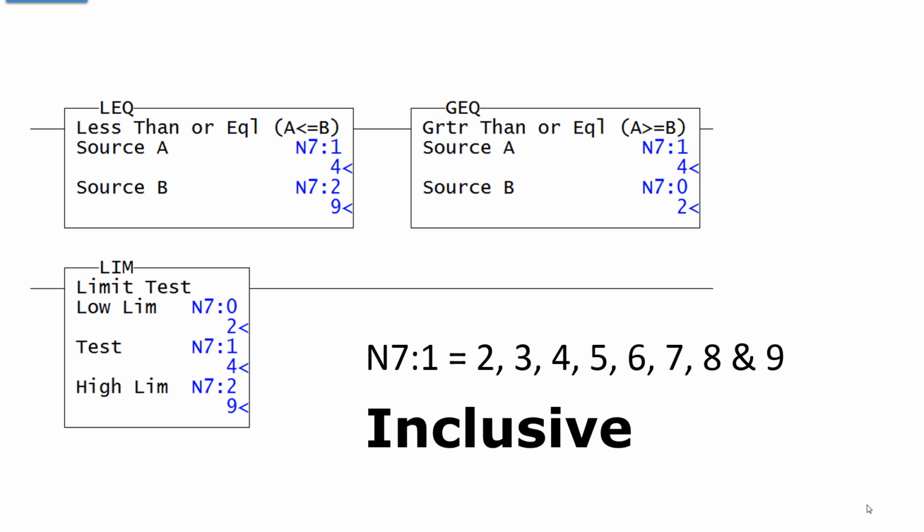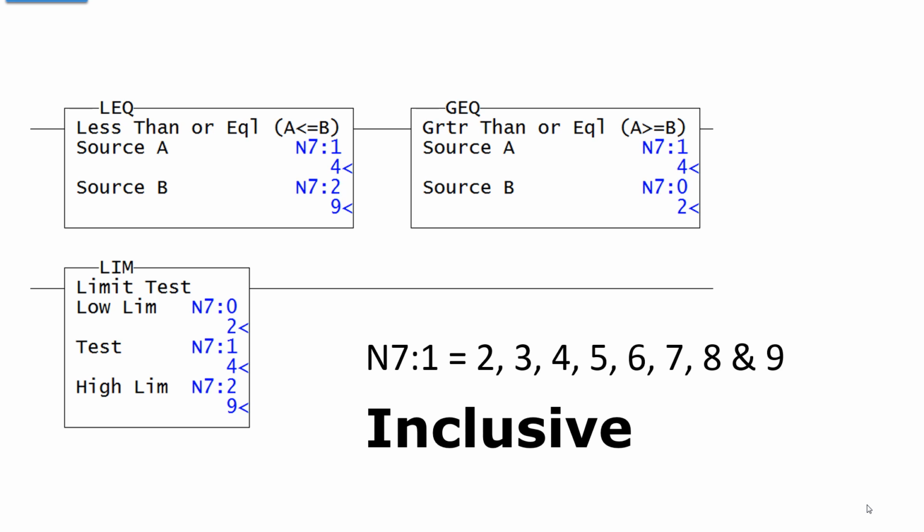Here we have the same logic again, but we're comparing it to a limit test. A limit instruction is also a comparison instruction. These two rungs here are equivalent. In the top one, if N71 is less than or equal to 9 and greater than or equal to 2, that will yield a true out if N71 is equal to 2, 3, 4, 5, 6, 7, 8, or 9. Looking at the limit instruction, the low limit is 2 and the high limit is 9. And the test value, if it is 2, 3, 4, 5, 6, 7, 8, or 9, then that limit test will be true.